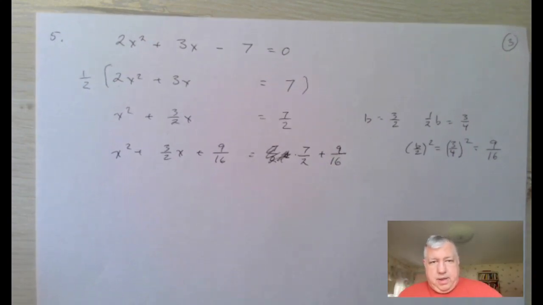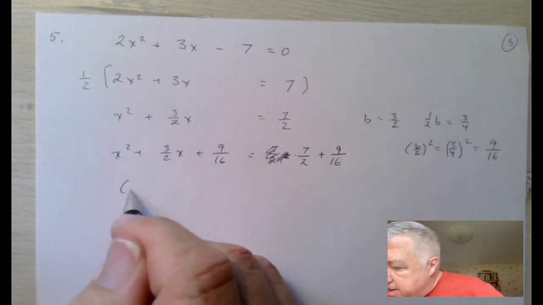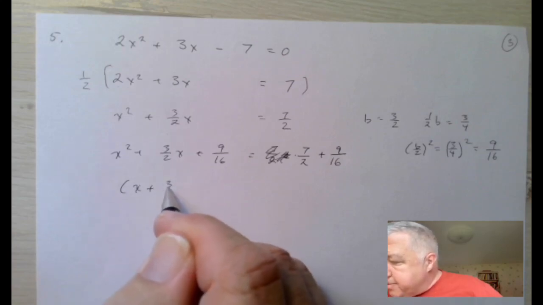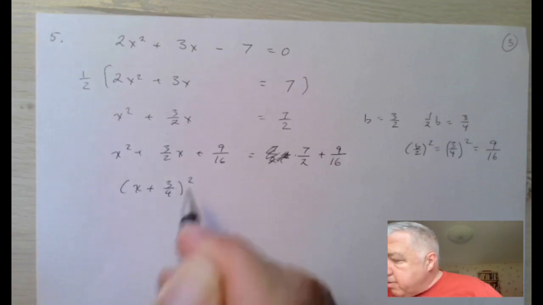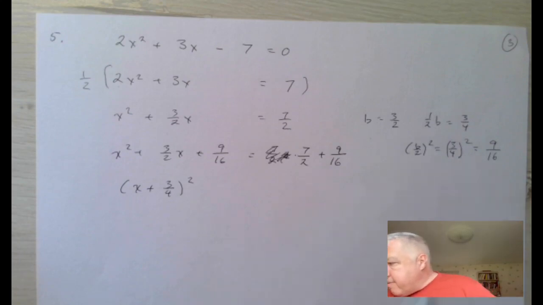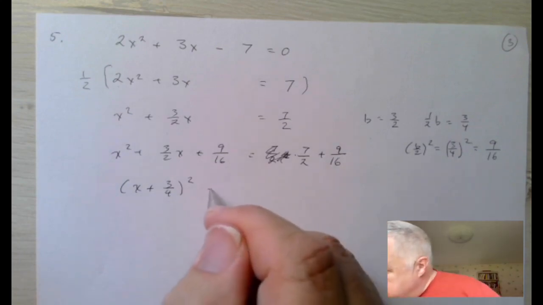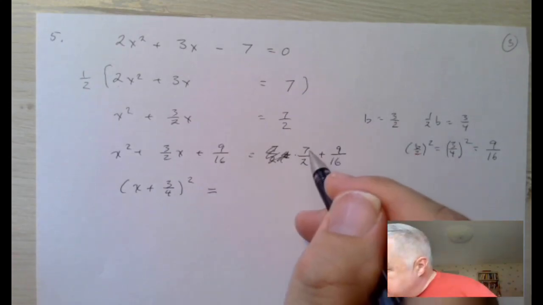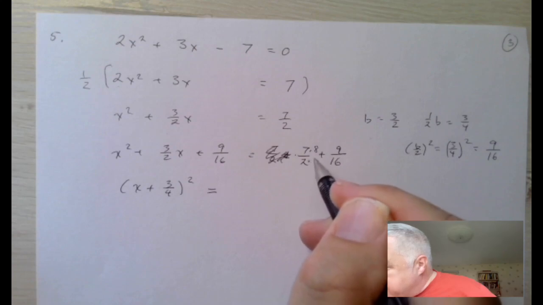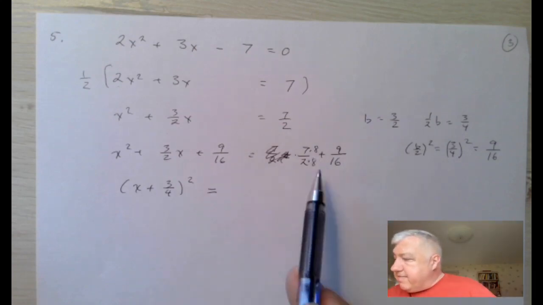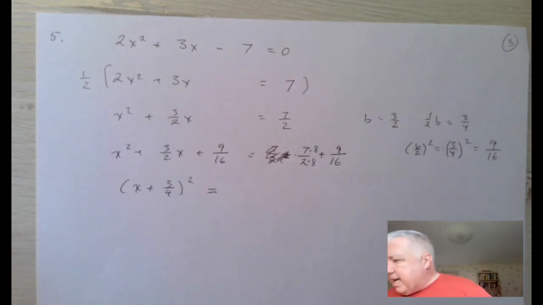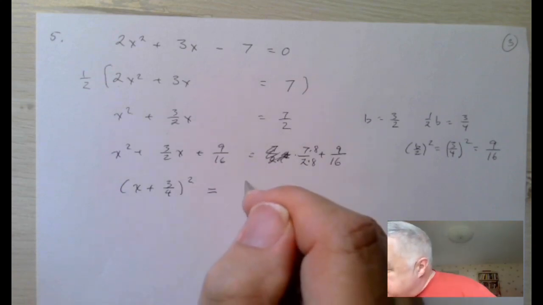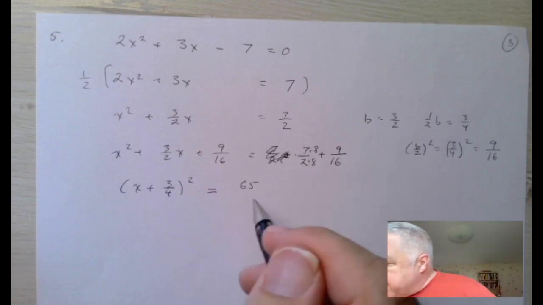And then this will just be x plus 3/4 quantity squared, because 3/4 is b over 2, or 1/2 b. And over here, if we get a common denominator, it looks like we need an 8 here. Multiply and divide this by 8. This is 56 plus 9. That'll be 65, I think, over 16.